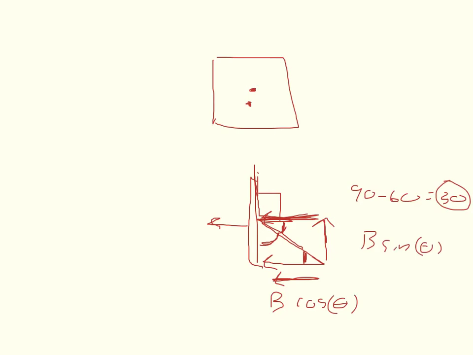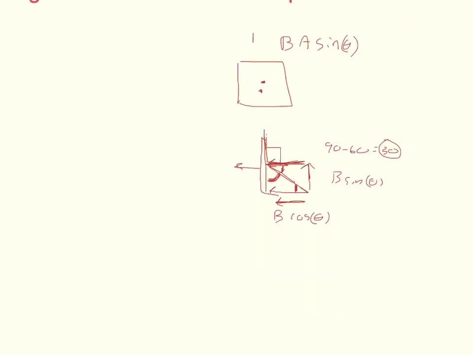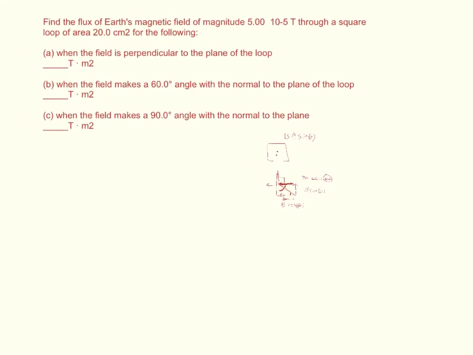Because the equation is the field times the area times the sine of the angle, if you're going to use the sine, you need to use the angle away from the plane. Now that we've looked at our angles closely, let's go back and write down what the angles are. On part A, the angle is 90 degrees. On part B, the angle is 30 degrees. And on part C, the angle is 0 degrees.